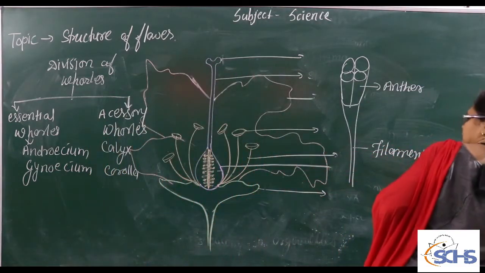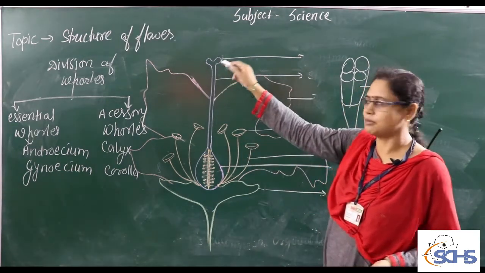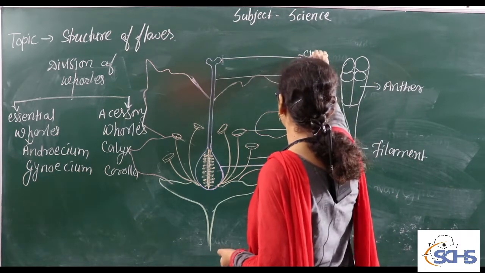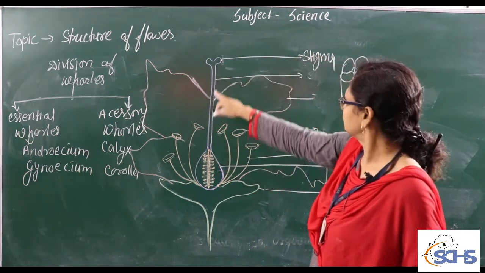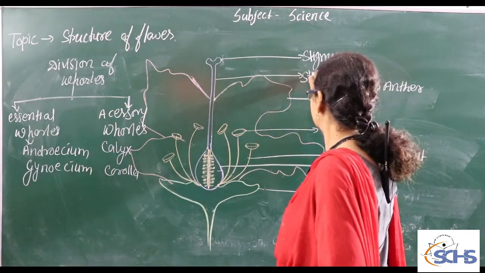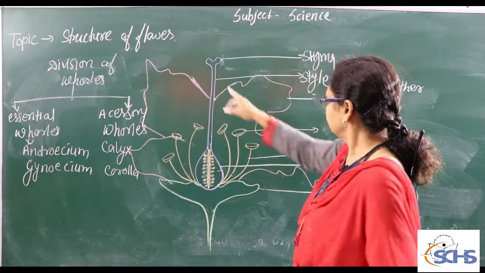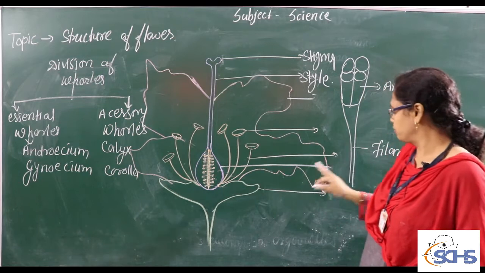And the next one is the gynoecium. If we look at the structure of the gynoecium, just as you can see in the flower, the first one is the stigma. This is the stigma. And this elongated part which is connected with the stigma is known as the style. And the style is connected to the base of the flower. What do we call this one? Ovary.